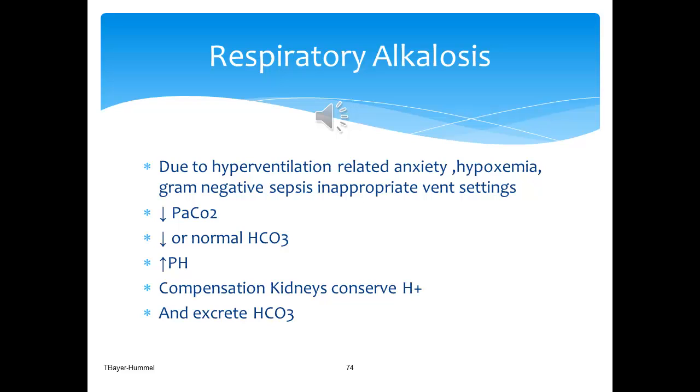Respiratory alkalosis, due to hyperventilation, related to anxiety, hypoxemia, gram-negative sepsis, inappropriate vent settings. Decreased PaCO2, decreased or normal bicarb, increased pH. Compensation, kidneys conserve hydrogen and excrete bicarb.